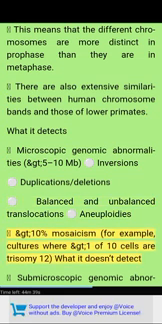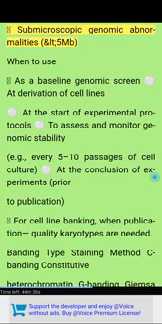For example, cultures where in greater than 1 of 10 cells are trisomy 12. What it doesn't detect: submicroscopic genomic abnormalities less than 5 megabits. When to use: as a baseline genomic screen, at derivation of cell lines, at the start of experimental protocols, to assess and monitor genomic stability, e.g., every 5 to 10 passages of cell culture, at the conclusion of experiments prior to publication.